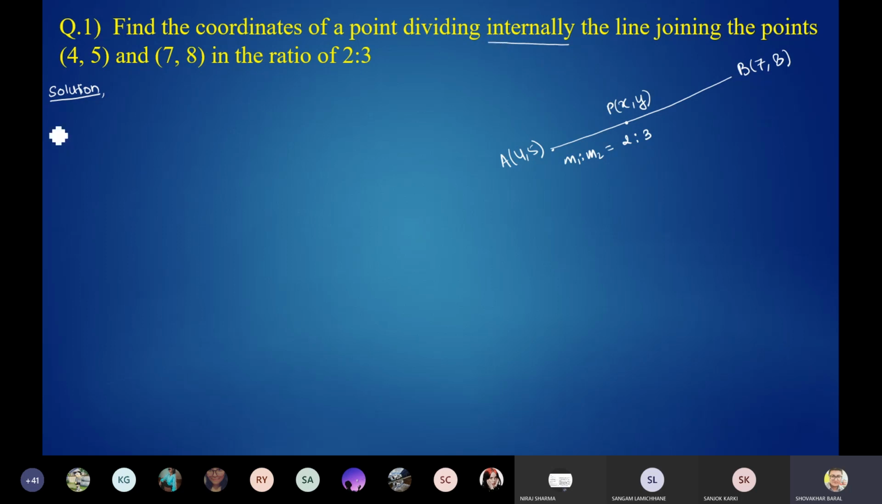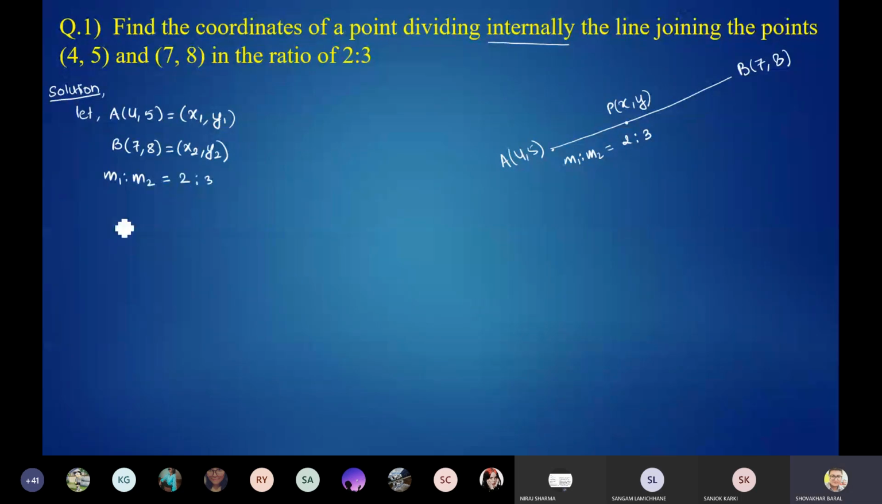Okay, so let the first point A (4, 5) be x1, y1, and the second point B (7, 8) be x2, y2. Ratio M1 is to M2 is equal to 2:3. I am writing it so you can write along with me. Copy it fast. Let the point be P(x, y).